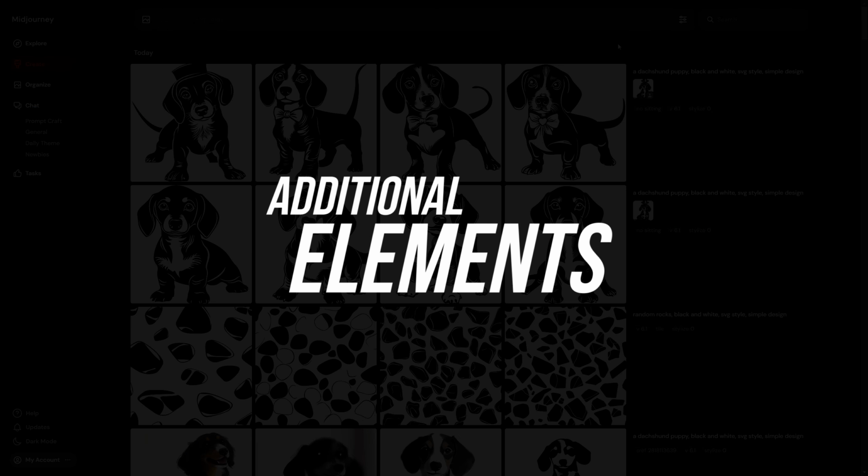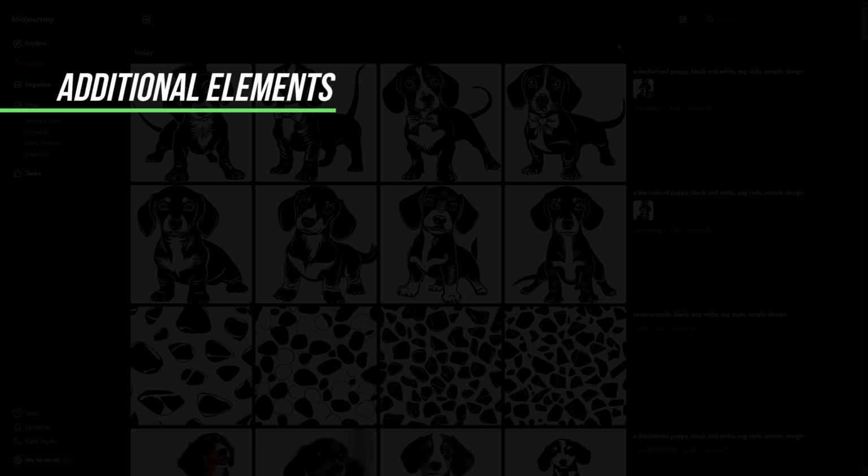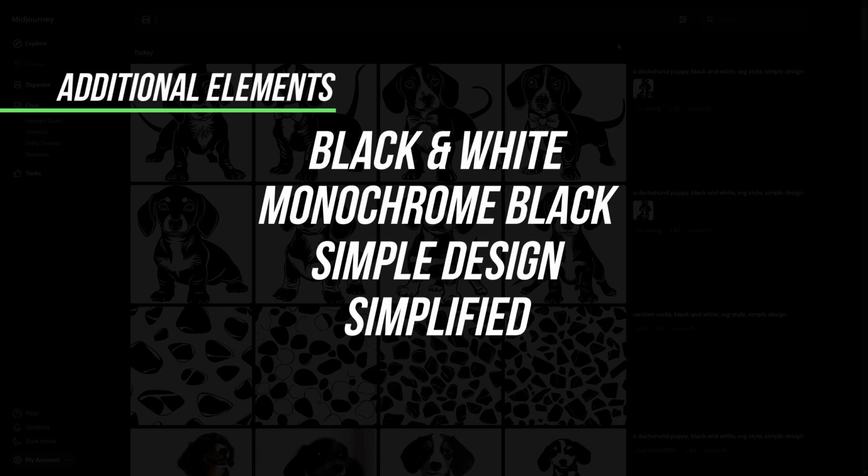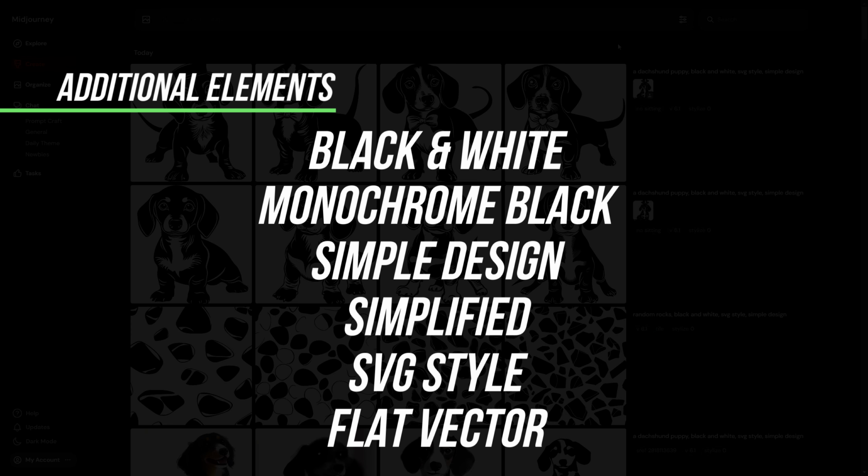The elements in your Midjourney prompts play a crucial role in determining the final design's outcome. Whether it's the color choices, design complexity, or style format, each of these aspects shapes how the design looks, how detailed it is, and how well it can be printed. Choosing black and white or monochrome black will enhance the contrast and visibility. Using simple or simplified keywords in your prompt keeps things clean and ensures your prints are easy to process. Other elements like SVG style or flat vector make sure your designs are scalable and crisp, ideal for 3D printing.